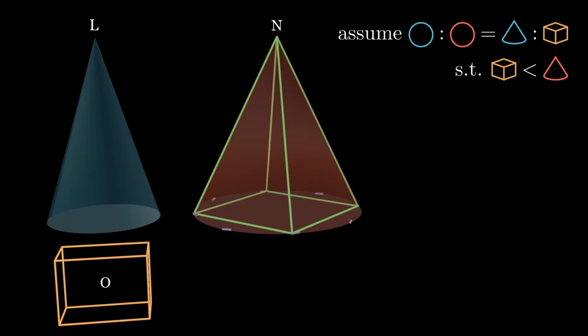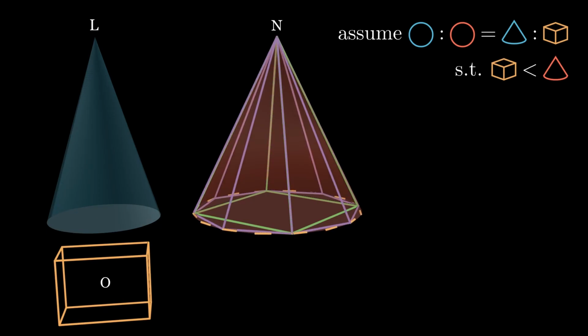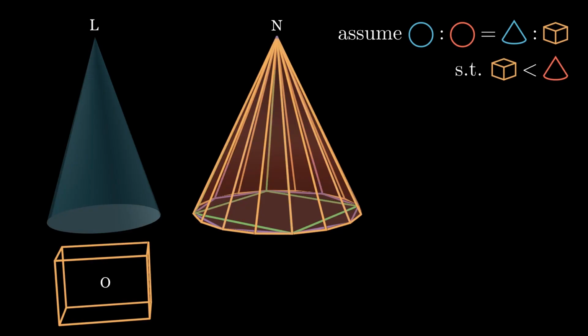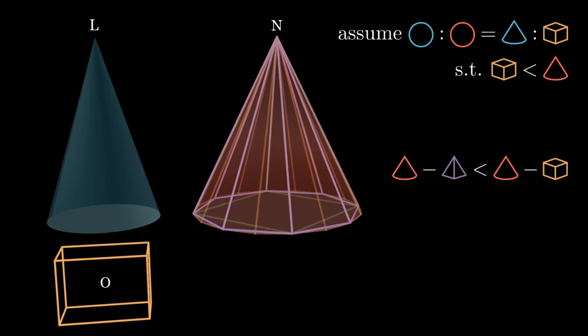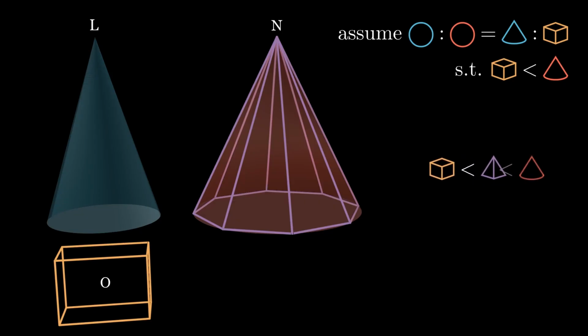Now inscribe an octagon and make a pyramid out of the octagon. We can do the same with a 16-gon and make better and better approximations to the cone. Eventually we'll have a pyramid whose difference from the cone is less than the difference between cone n and solid O. For the sake of the argument, we'll say this happens at the octagon. So the pyramid n is greater than solid O, but less than cone n.